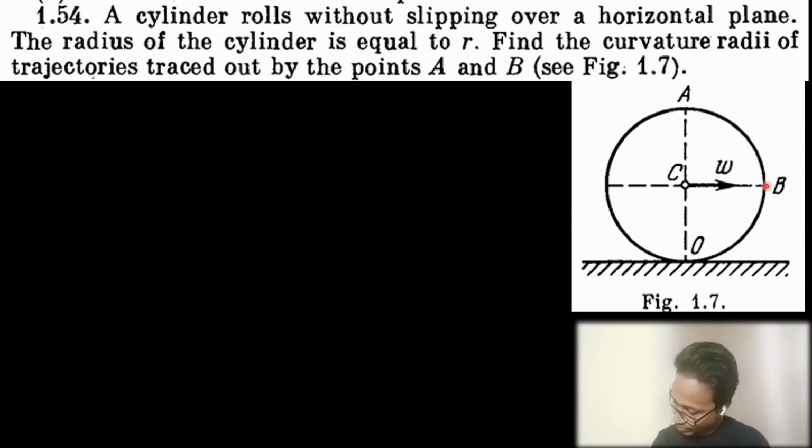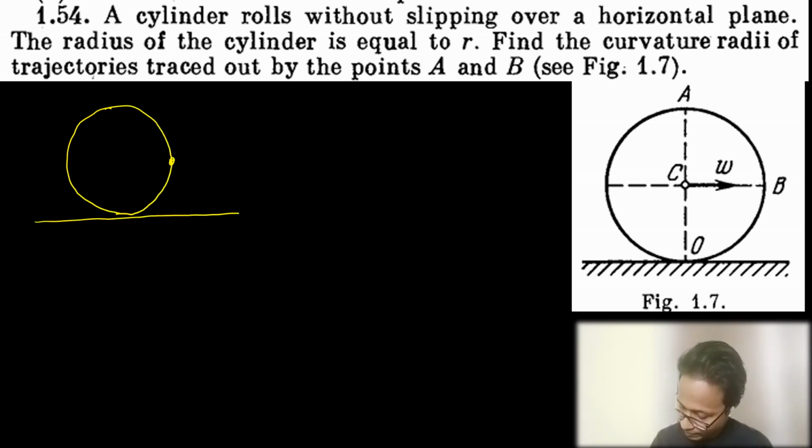Now the second part of the question. Find the radius of curvature of point B. Similarly, if this cylinder was rolling on a road, I have to find the radius of curvature of point B. So I have to find out this radius. Now, what is the total velocity of point B?